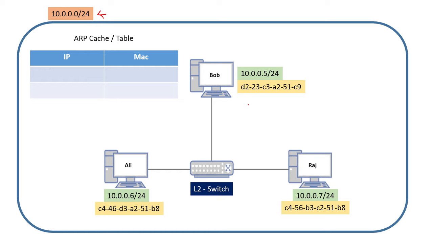So, for example, if Bob wants to send some data, he wants to say, hi, this is the data. Bob wants to send this data to Raj. Bob knows the IP address of Raj, but Bob doesn't know the MAC address of Raj. Now, how would this communication happen? Bob will send an ARP request. This ARP request will be a broadcast message.